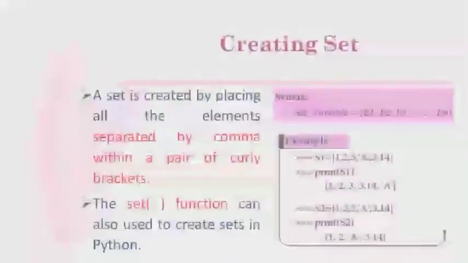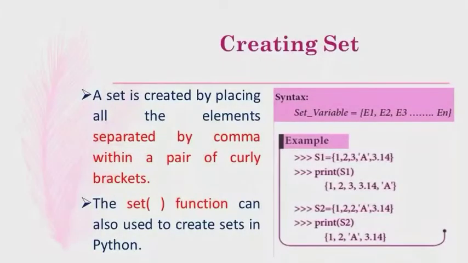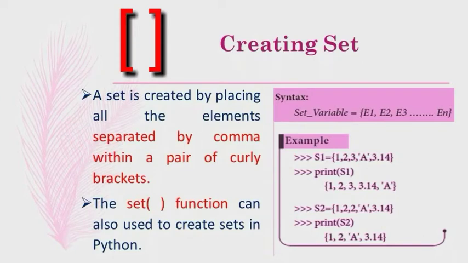Now let's see how to create a set. A set is created by placing all the elements separated by commas within a pair of curly brackets. Placing a collection of elements within square brackets is called a list, placing a collection of elements within parentheses is called a tuple, and placing a collection of elements within a pair of curly braces is called a set. The set function is used to create sets in Python. You can use the set function also to create sets in Python.